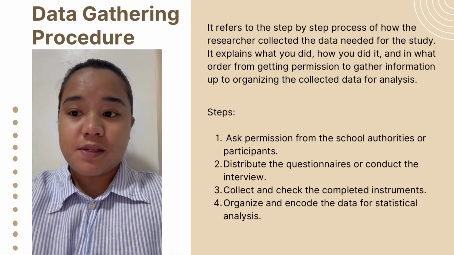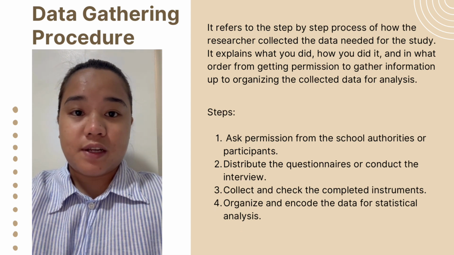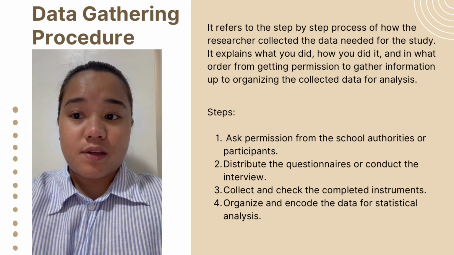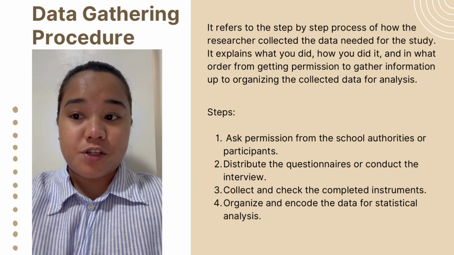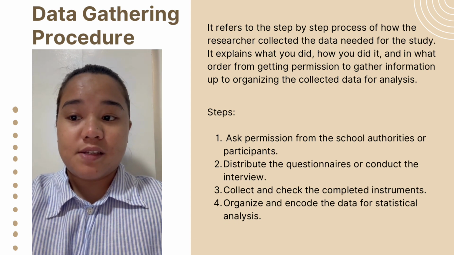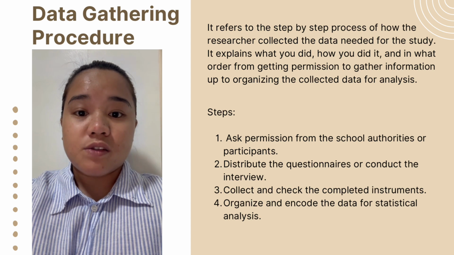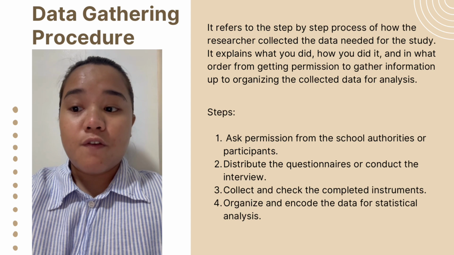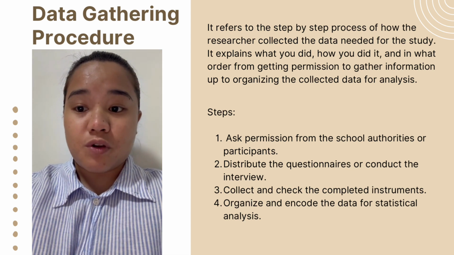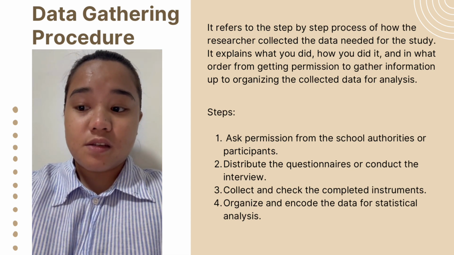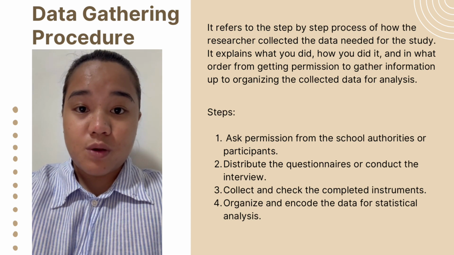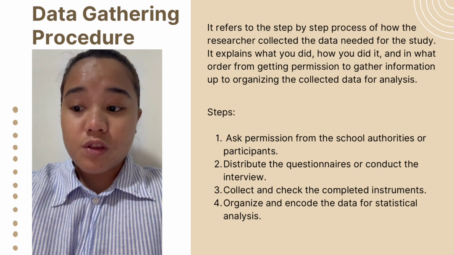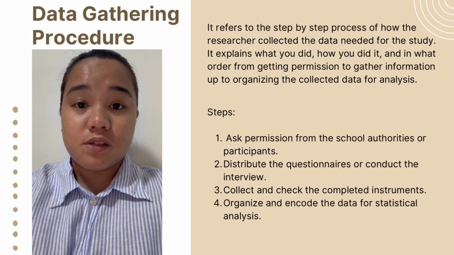It refers to the step-by-step process of how the researcher collected the data needed for the study. It explains why you did, how you did it, and in what order, from getting permission to gather information up to organizing the collected data for analysis. So these are the general steps in doing data gathering procedure. First is ask permission from school authorities or participants. Second, distribute the questionnaire or conduct the interview. Third, collect and check the completed instruments. Fourth, organize and encode the data for statistical analysis.